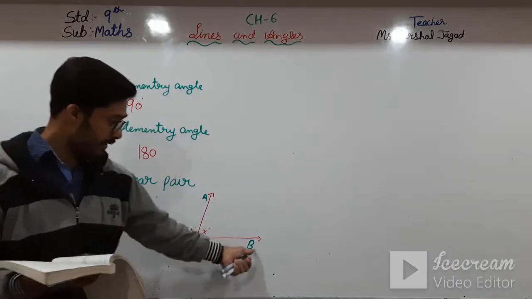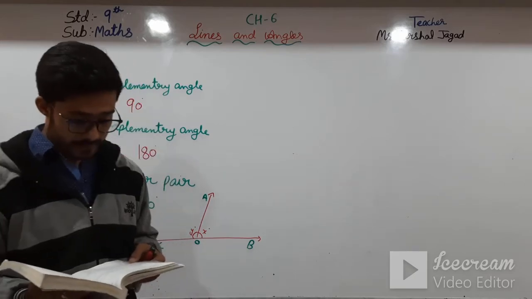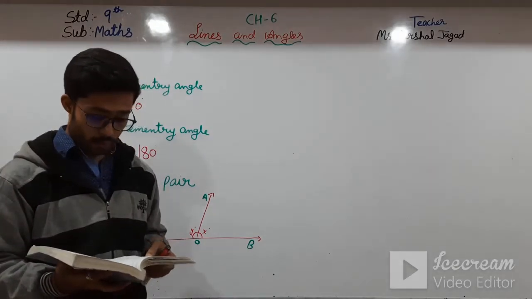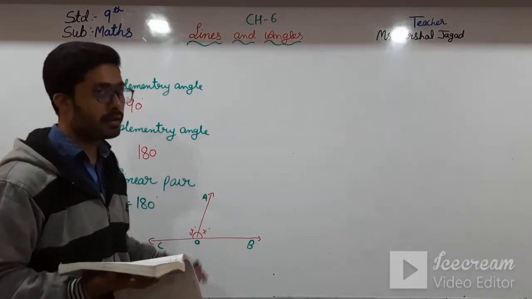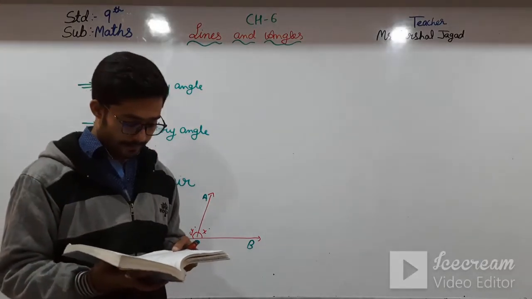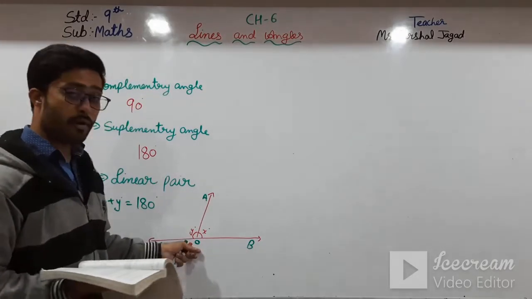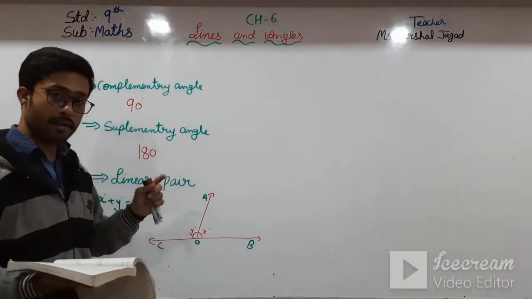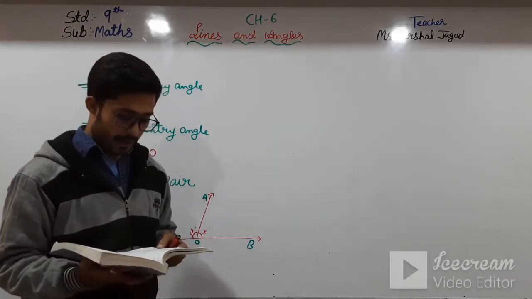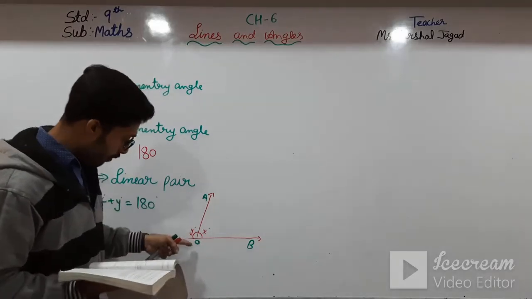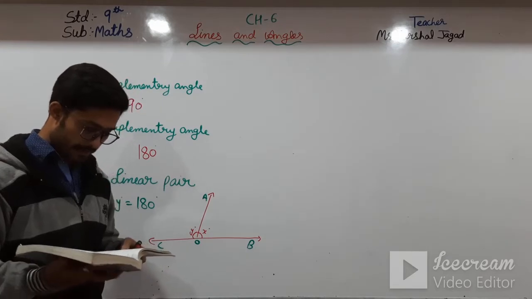See here, in place of CB you can take AB and a ray as OC. This is a ray. In the figure there is OC, but we have done OA. Okay. Then next, what are the angles formed at the point O? This angle X and this angle Y. Moving forward, they are angle AOC and AOB.